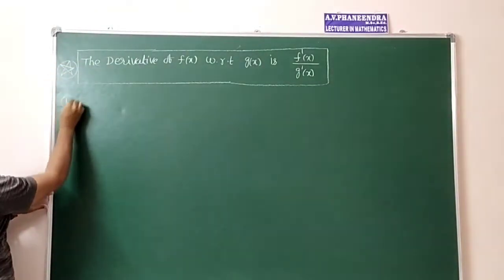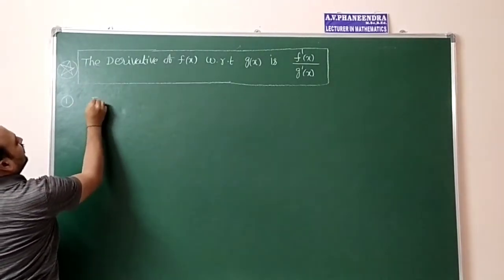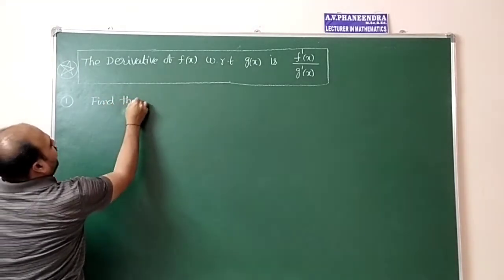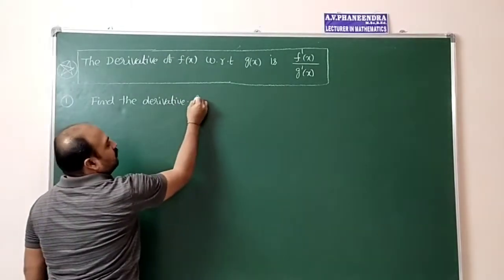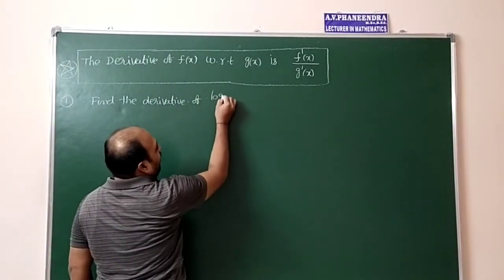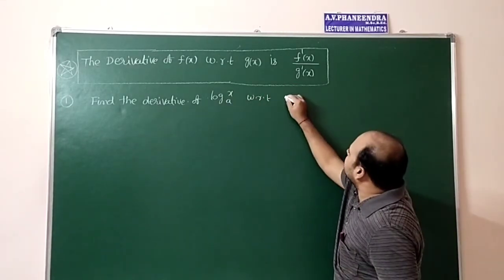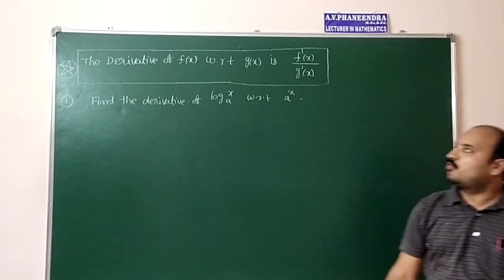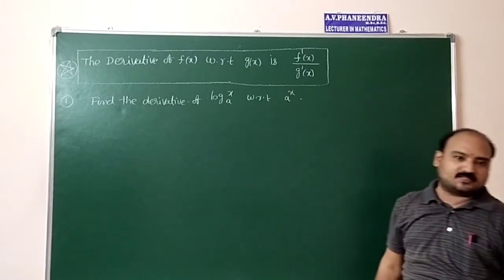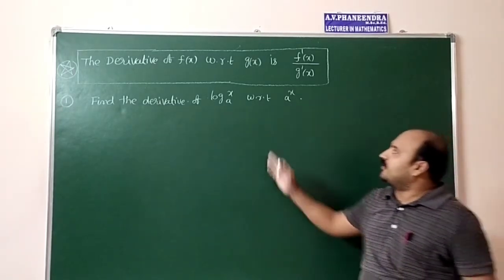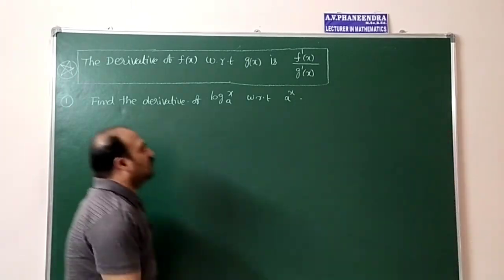The first question: find the derivative of log x to the base a with respect to the function a power x. That means the first function you have to assume is f of x, and the next function you have to assume is g of x. Here is the procedure.